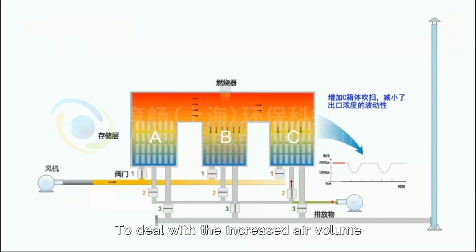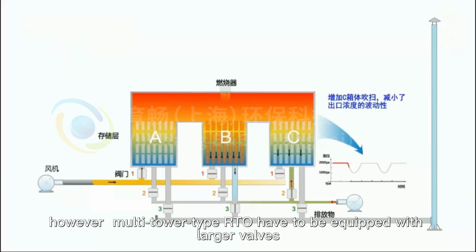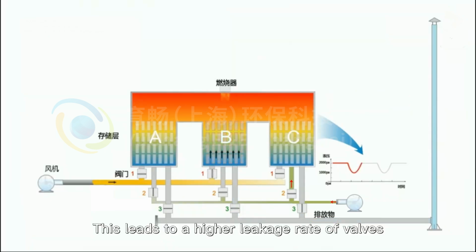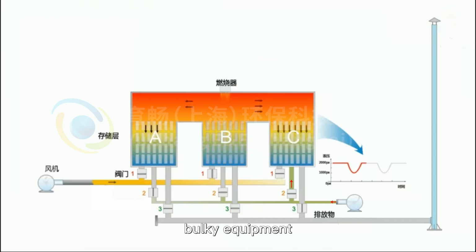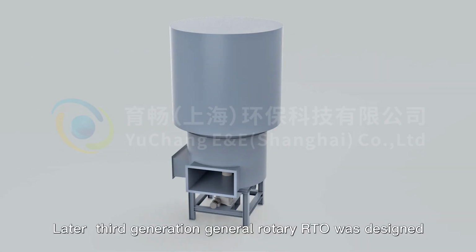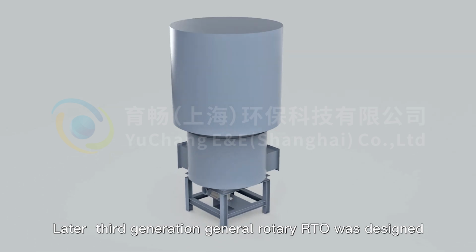To deal with increased air volume, however, Multi-Tower type RTO have to be equipped with larger valves. This leads to a higher leakage rate of valves, bulky equipment, and more energy consumption as a whole. Later, third-generation General Rotary RTO was designed.